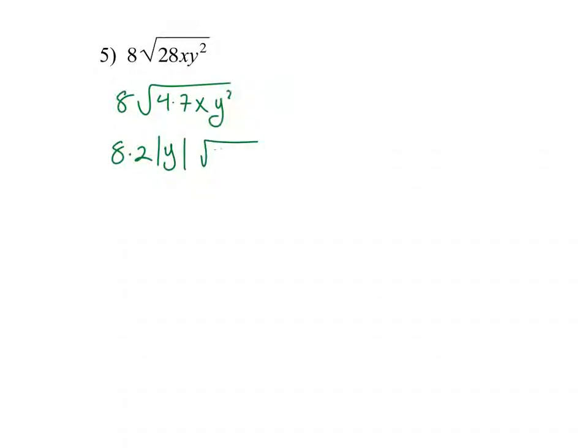And again, remember inside we had the 7x. You have to multiply first. So this is 16, absolute value of y, square root of 7x. Now we complete the exercise.